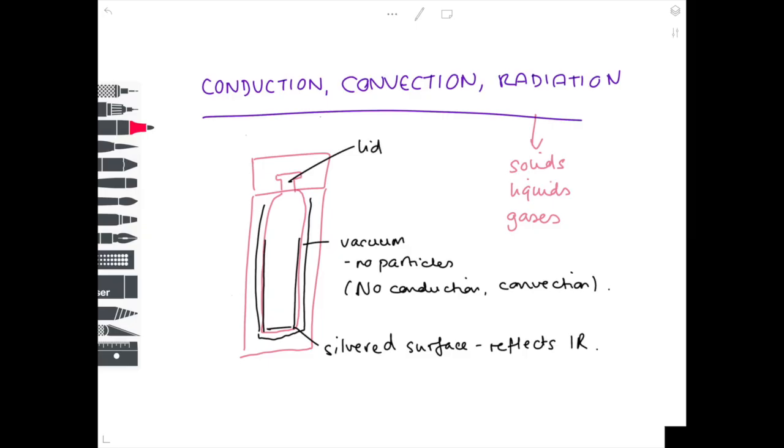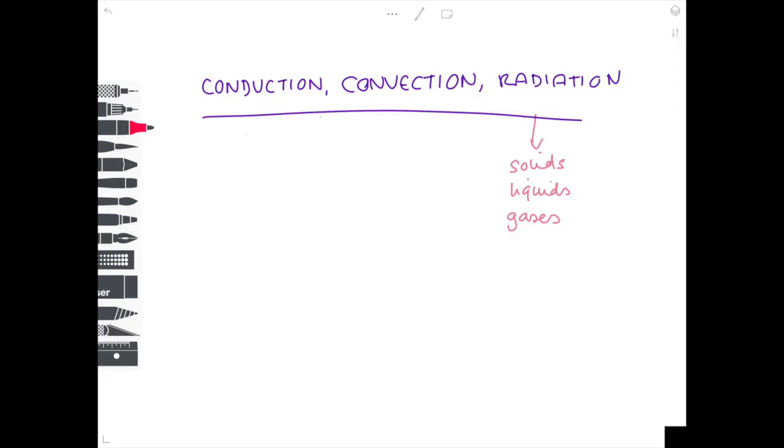The lid prevents convection currents, which I've already touched upon. And you can say that the whole thing is made out of plastic because plastic is a good insulator. And that's the way you get these answers nice and scientific, is by pointing out the various parts of it and what it stops. So looking at heat transfers within a home, how can we stop all our heat escaping?